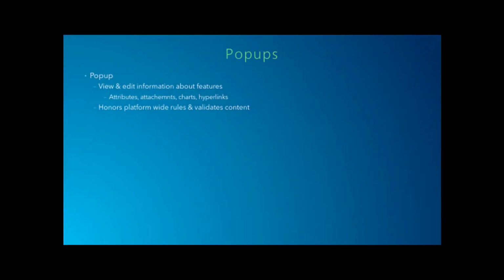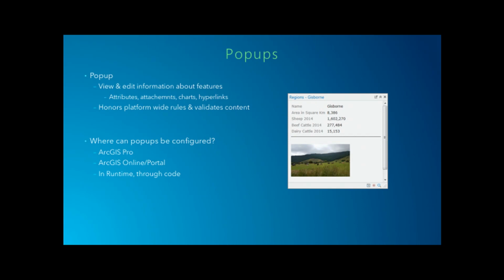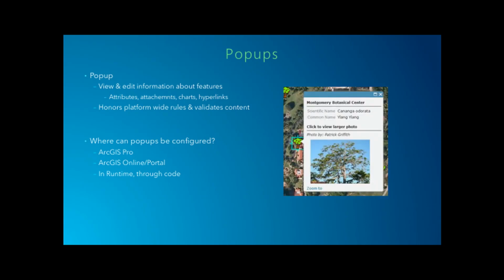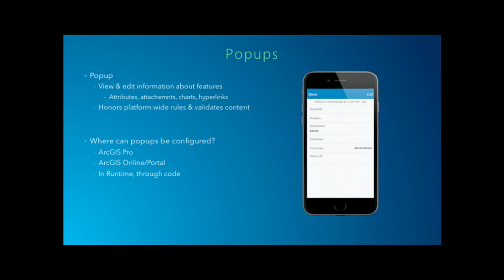So first up, what is a pop-up? A pop-up is a UI component that is used to view and edit information about geographical elements like features. So the information can be attributes, attachments, charts, hyperlinks, graph, etc. Pop-up also enforces rules and validations that apply to ArcGIS system. Pop-ups can be created and configured in ArcGIS Pro, online or portal, and in runtime through code.